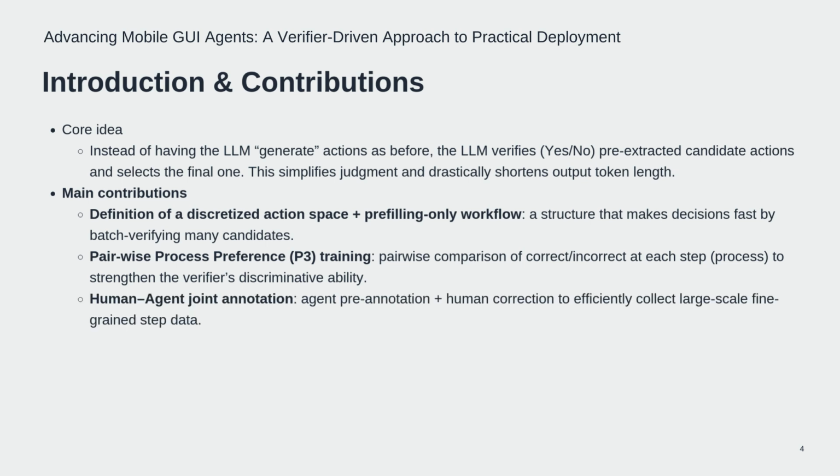Next, the human-agent joint annotation strategy. They introduced a scalable data collection pipeline where an initial agent and humans collaborate to label steps in many task executions. The agent does a first pass of annotation and humans correct mistakes. This approach allows efficient collection of a large-scale, fine-grained dataset of steps for training with minimal human effort per example.